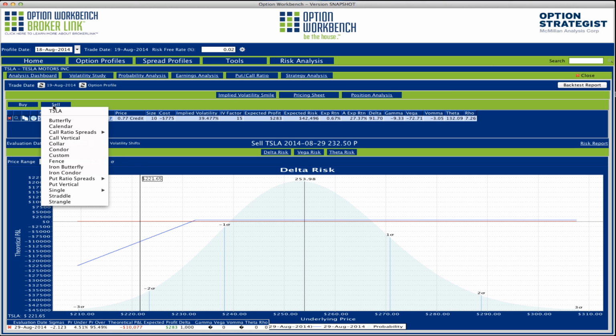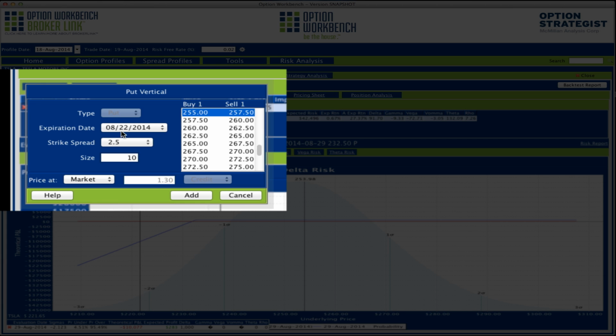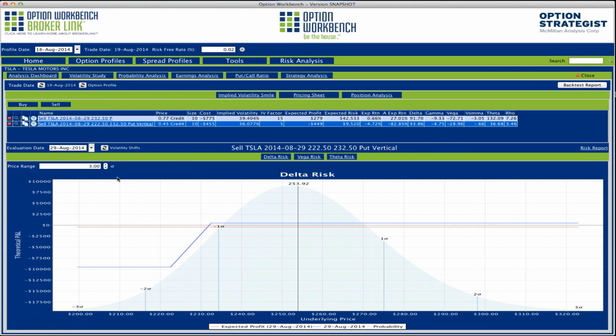So now let's compare this to a put vertical where we're going to sell the August 29th 232.5, and let's say we're going to buy the 222.5. So there's the 232.5 and 222.5 for the same 10 lots. I get a mid price right now of 45.5. We'll leave that as is for the time being, and I'm going to add that spread, that position, to my analysis.